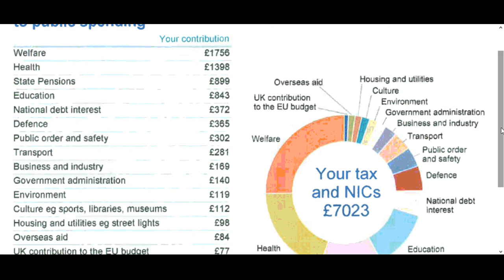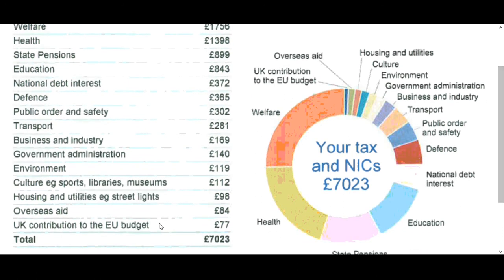If you look down the list, the least contribution was to the EU budget, the European Union. Now we're coming out of that now, so I guess that might go. Overseas aid to help people overseas, £84, and so on. So you can have a look through that yourself. Again, it's quite interesting. So once you get a job, you'll get payslips through, and you'll get things like this through to tell you where your money's been spent.